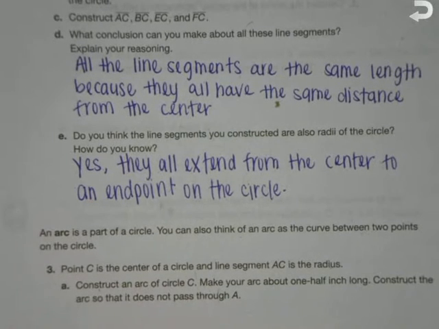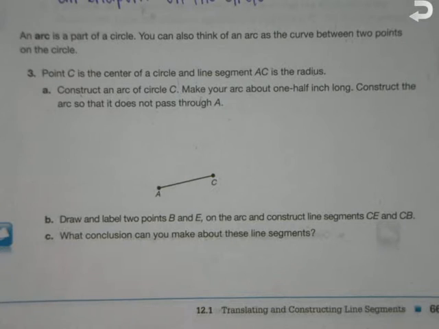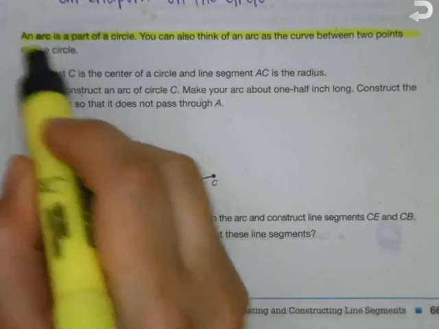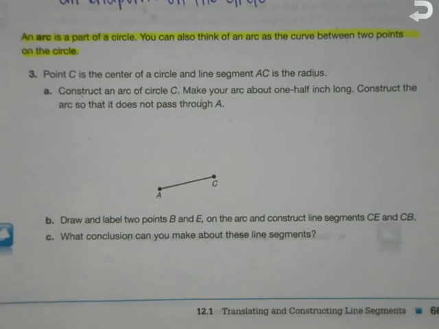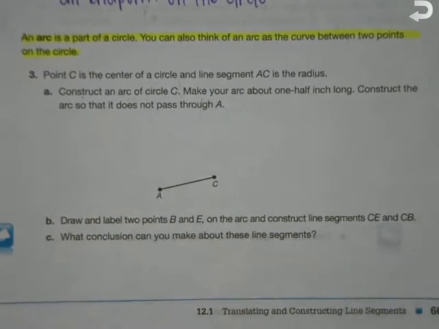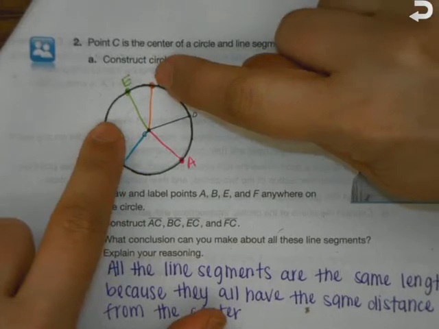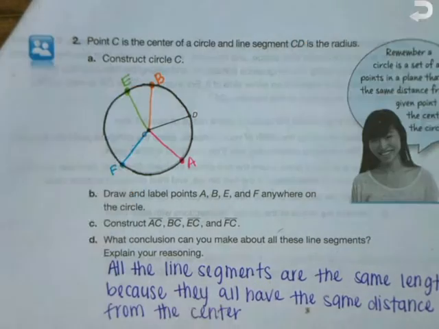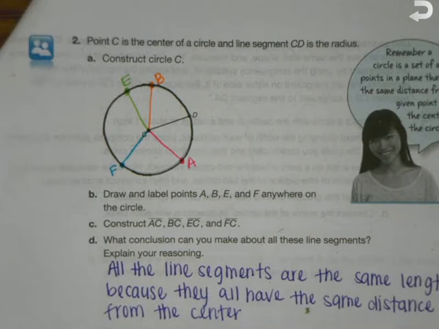Brittany. An arc is a part of a circle. You can also think of an arc as the curve between 2 points on the circle. Good. I would highlight that because it's in bold. So an arc is part of a circle. So that means if we were to, for example, on the circle that we drew earlier, take just a piece of it, maybe from point B to point D, that's considered an arc. So it's part of a circle, but not the whole circle.